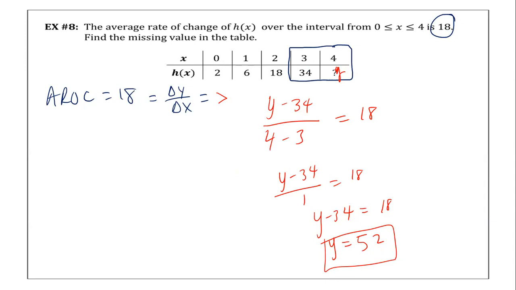Just remember, you're given the value of your AROC, right? But I'm missing a piece. I'm missing my y. So since I'm missing that y, I'm going to plug in everything that I know to solve for that y. Yes? Any questions, comments, or concerns on doing it? No? Okay. So we're good to go?